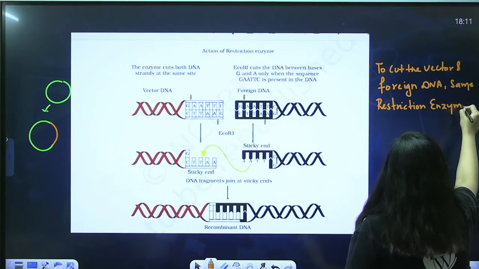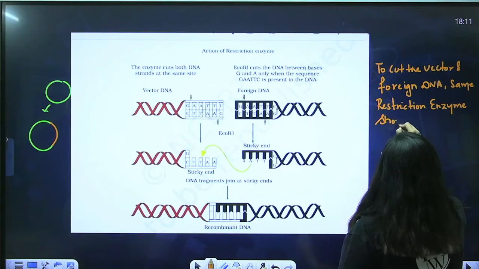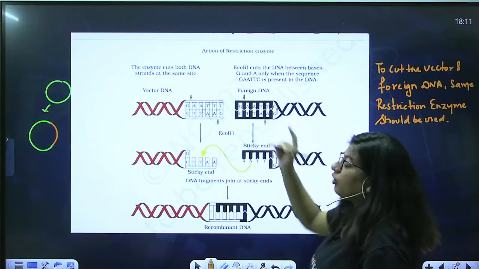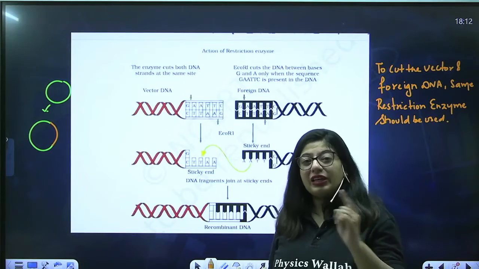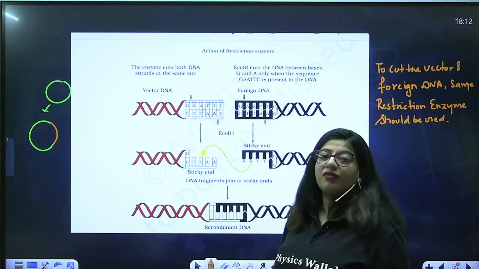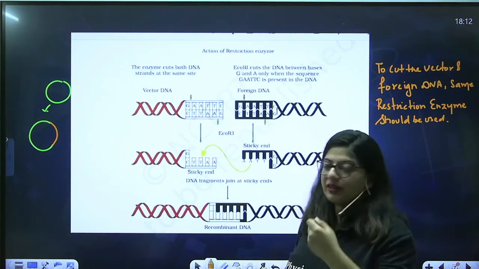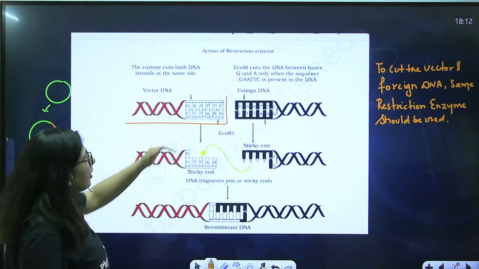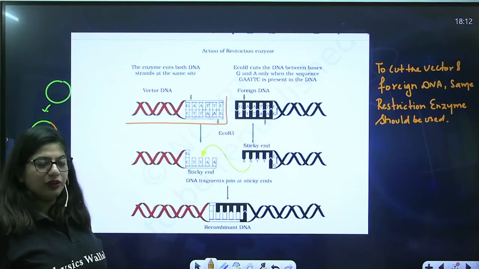The same restriction enzyme should be used. For example, if I'm using EcoR1 to cut the foreign DNA, I should be using EcoR1 to cut the vector DNA also. Why? There is a reason. For example, this is one thing that is happening. We are cutting the vector DNA. Can you all see that?